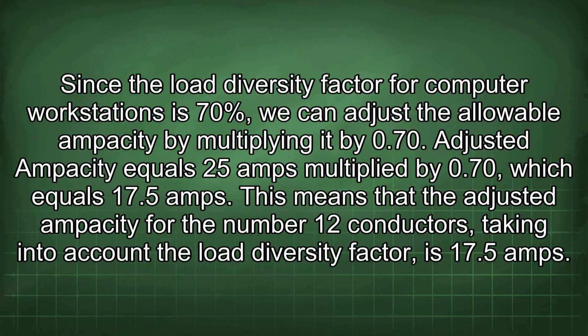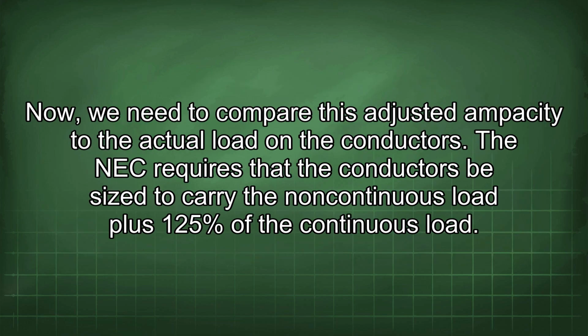Since the load diversity factor for computer workstations is 70%, we can adjust the allowable ampacity by multiplying it by 0.70. Adjusted ampacity equals 25 amps multiplied by 0.70, which equals 17.5 amps. This means that the adjusted ampacity for the number 12 conductors, taking into account the load diversity factor, is 17.5 amps. Now, we need to compare this adjusted ampacity to the actual load in the conductors.